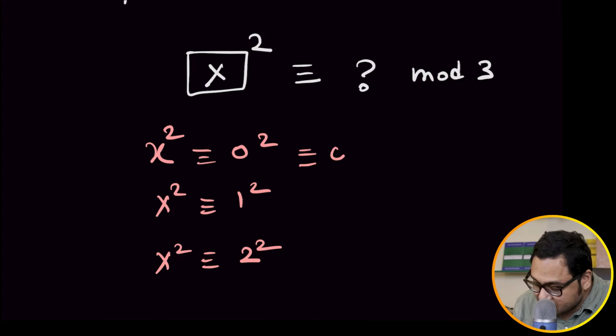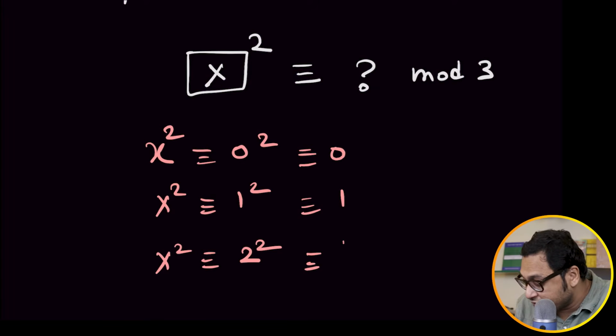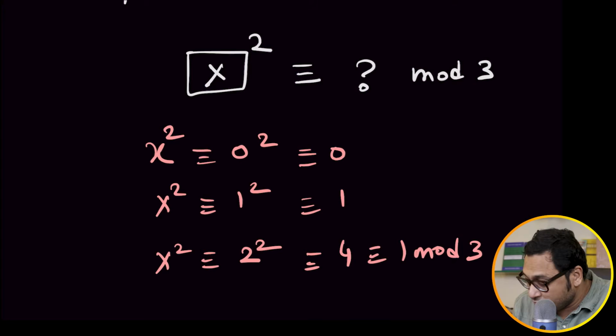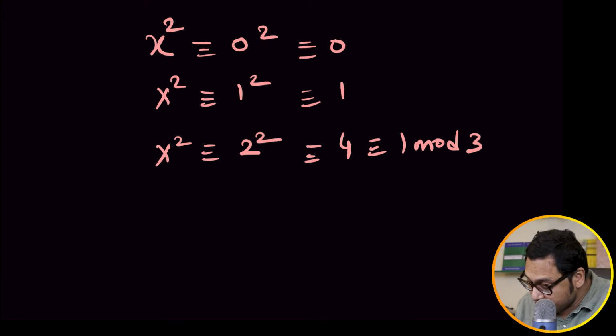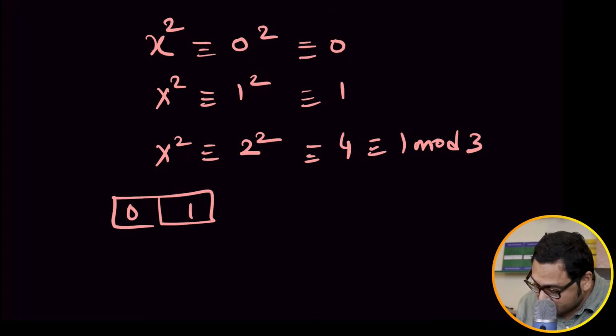0 square is obviously 0 modulo 3. 1 square is 1 modulo 3. 2 square is 4, which is 1 modulo 3. So what we just found is that any square number produces either 0 or 1 as the remainder. This is a very powerful piece of information about square numbers. We can use this to solve interesting problems.